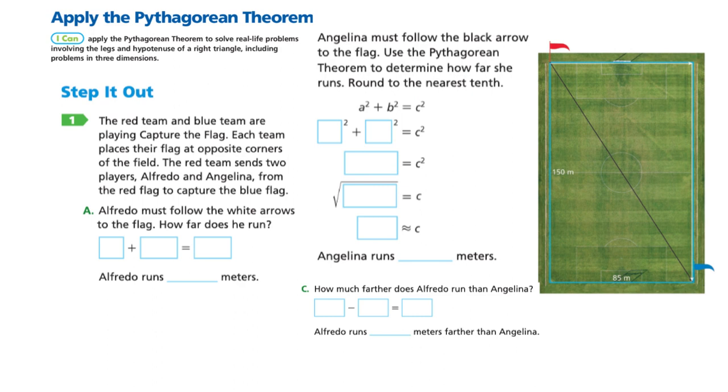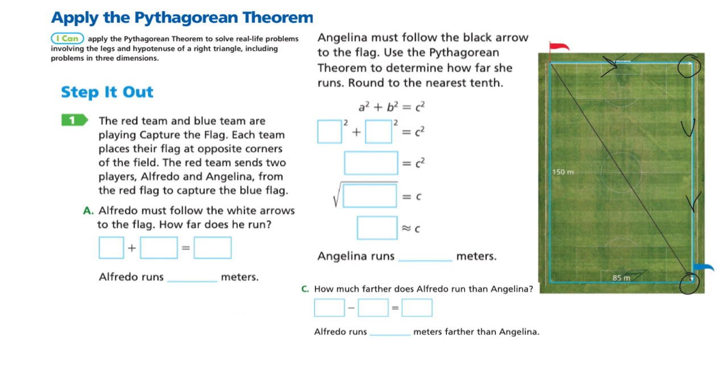Number 1, the red team and blue team are playing capture the flag. Each team places their flag in opposite corners, so you can see here's the red team flag, here's the blue team flag. The red team sends 2 players, Alfredo and Angelina, from the red flag, so they're going from here to try to capture this blue flag. Alfredo must follow the white arrows. It's kind of hard to see, but this is a white arrow, and then this is a white arrow. So he's going this way from the red flag and then down this way along there. That's him following the white arrows.